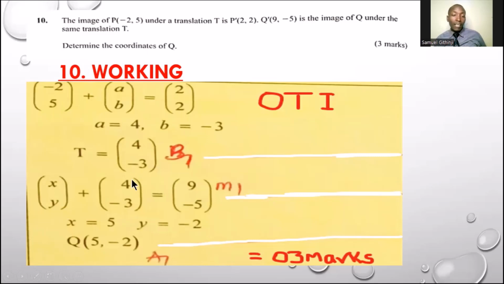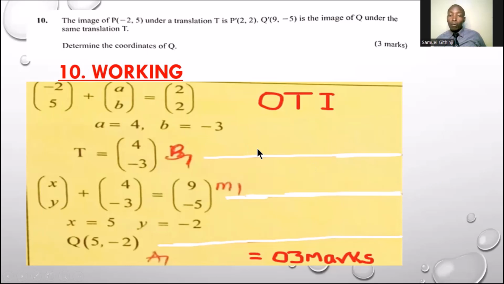Having done that, again I need to subtract this vector on this side. The xy will remain. I subtract the translating factor on this side, so it will be 9 minus 4, I get 5. Negative 5 minus minus 3, I get minus 2. Remember, that will be negative 5 plus 3 to be negative 2, and that tells you the coordinates of point Q is 5, negative 3 for the answer there.